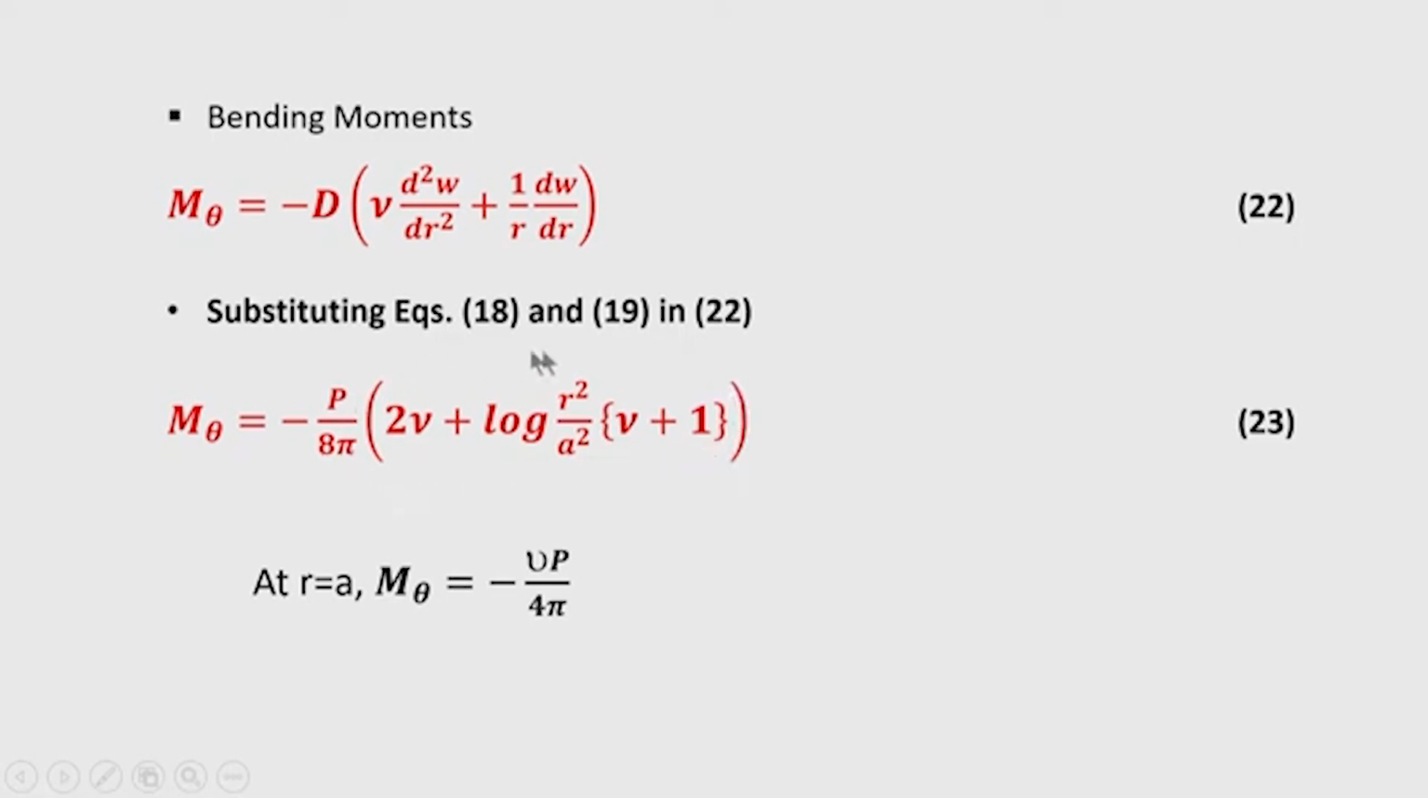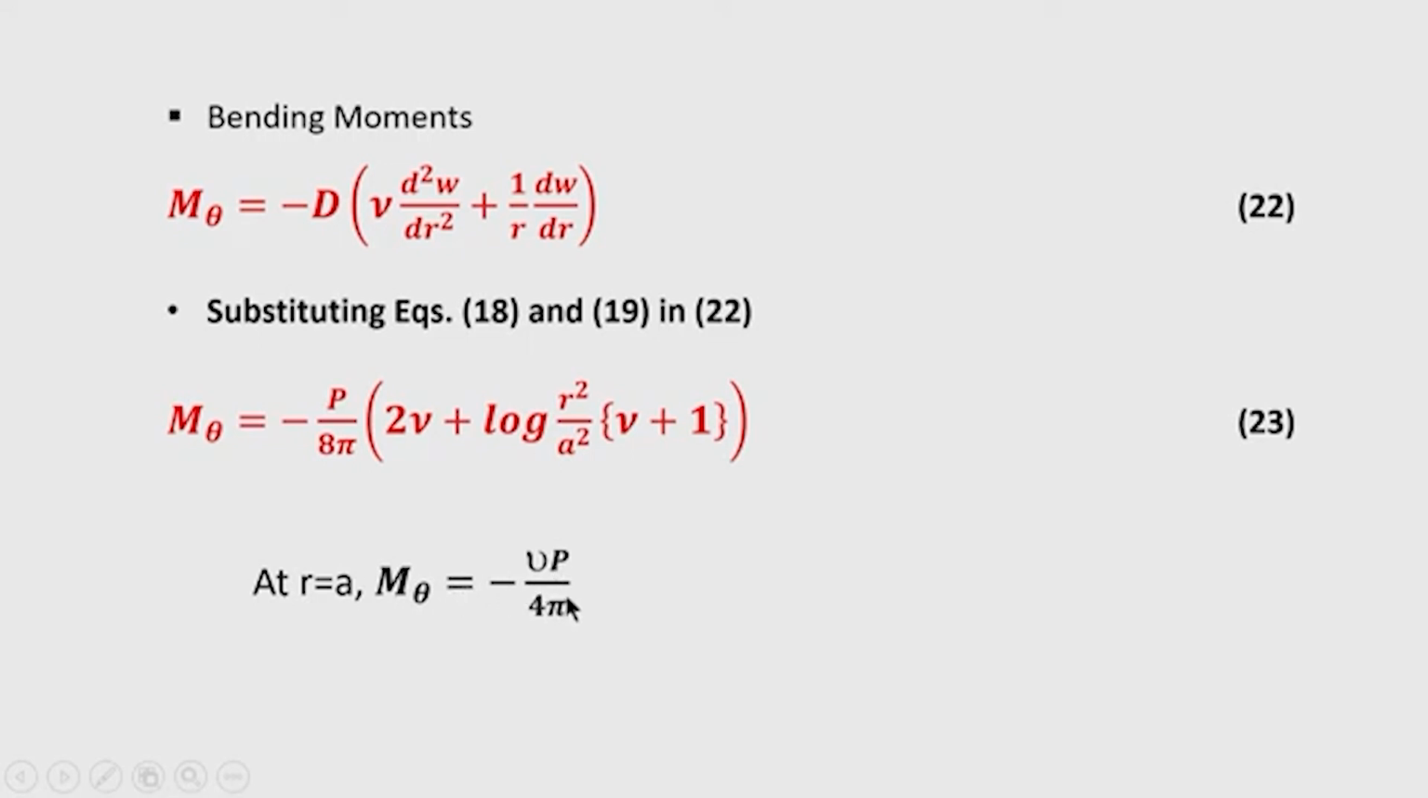Okay. Now, here you can see this expression M theta is not only dependent on the value of the load and the ratio of r by a, but also depends on the material property mu especially. So at r equal to a, again this term becomes 0, because log 1 is 0. So we get at the edges the tangential moment M theta equal to minus mu into p by 4 pi.